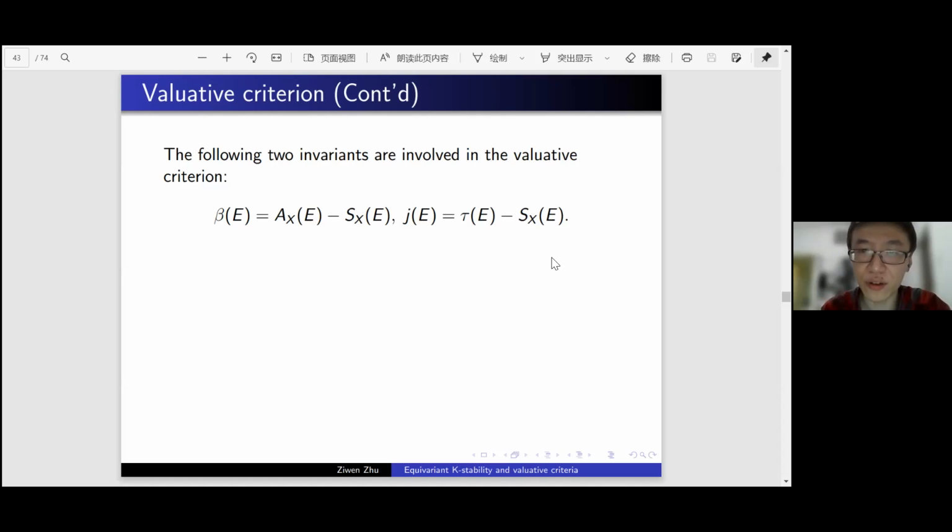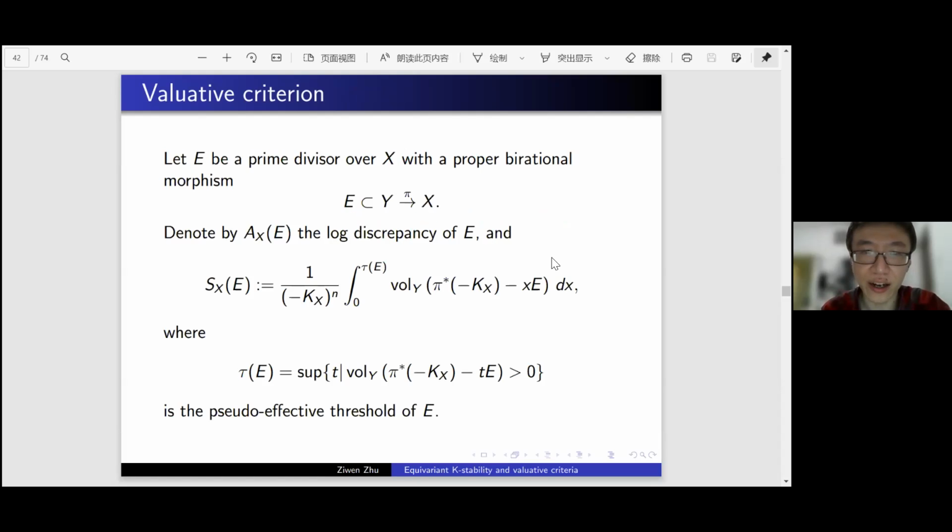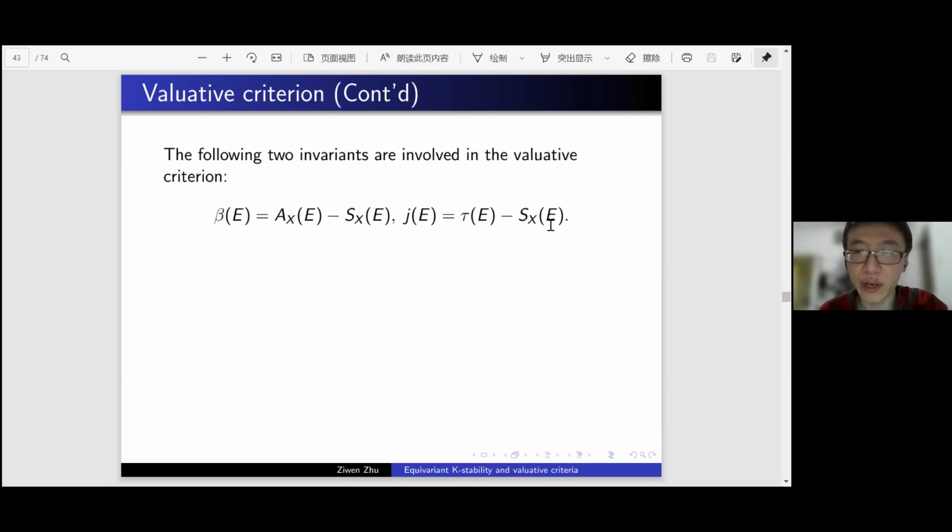And I also want to note that from the formula here, we know that this volume is always less than or equal to the volume of negative K_X. So the whole integral, if we put this scale inside the integral, is always less than or equal to 1. Therefore, this S of E is always less than or equal to tau of E. So this J invariant is always positive. And the positivity of the beta invariant actually is going to be relevant to K-stability.